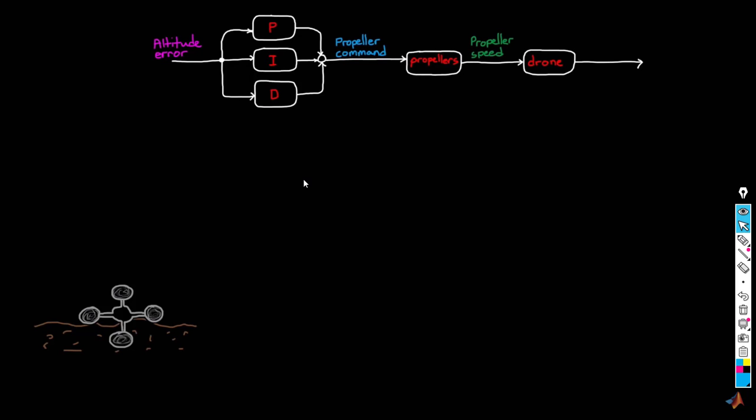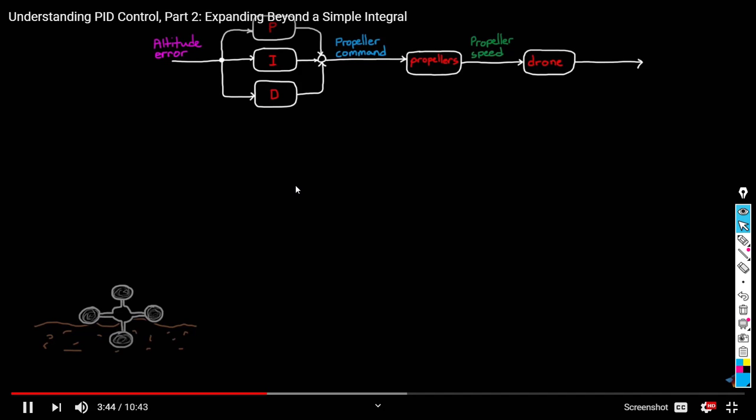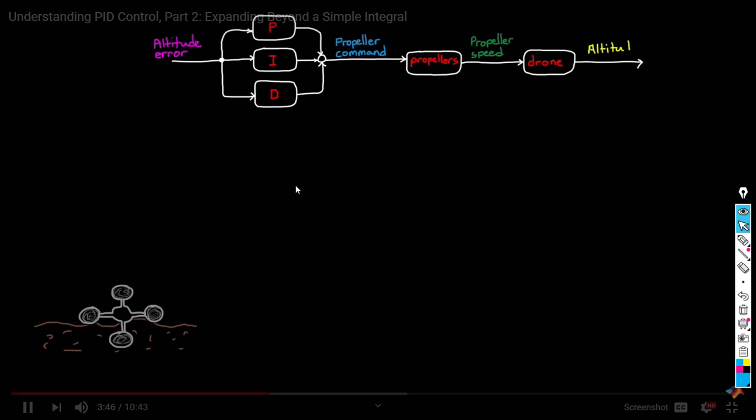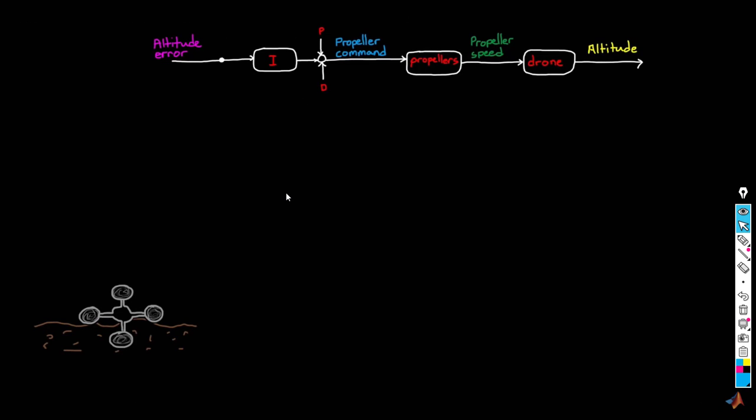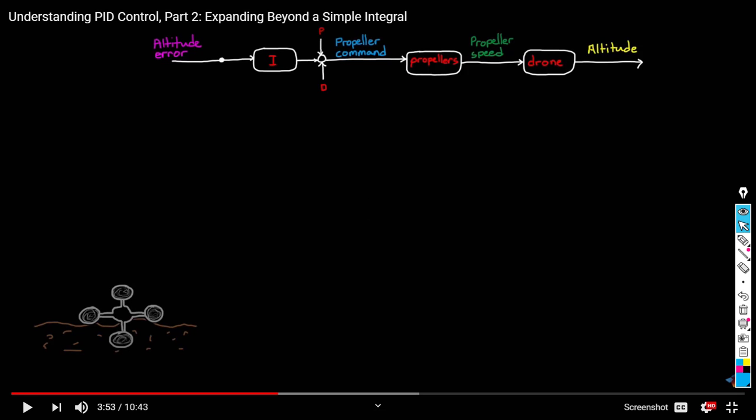The propellers are the actuators, and they react to the command and spin up or down to some speed. The propellers generate a force that lifts the drone, the process, into the air and changes its altitude. Again, for this example, we're going to see what happens only within the integral path. But there's a catch.